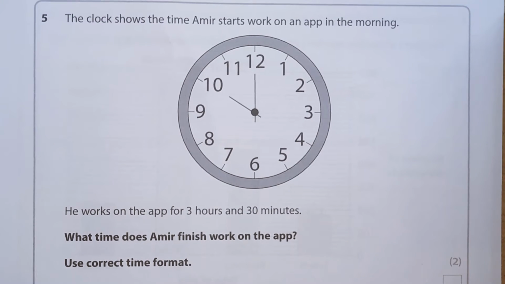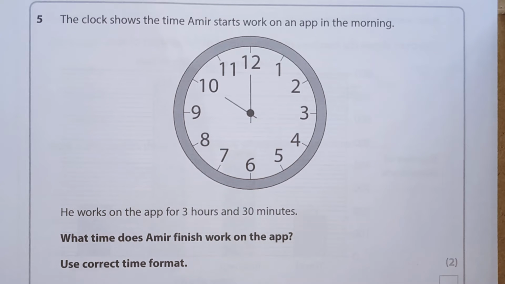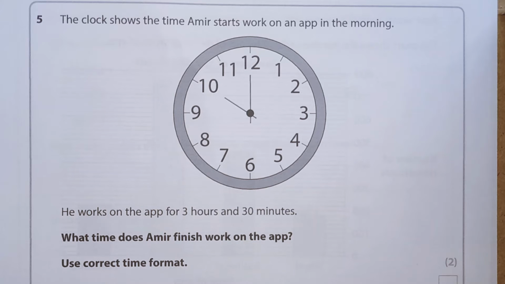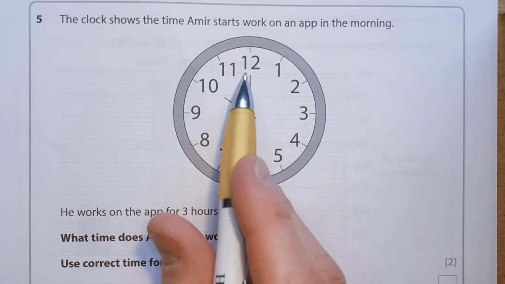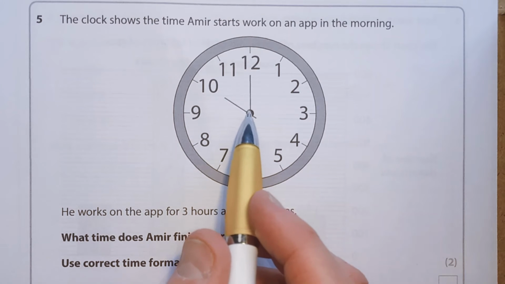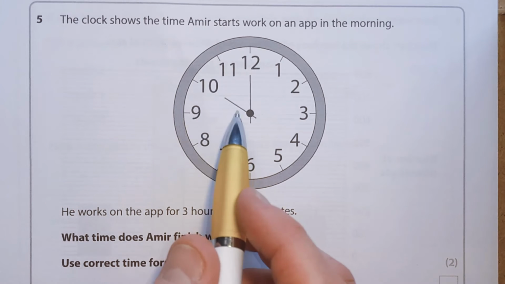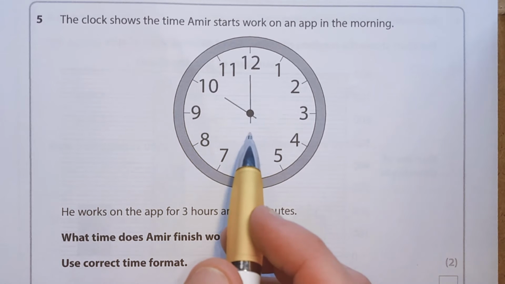Question 5, and we've got another clock. The clock shows the time Amir starts work on an app in the morning. He works on the app for 3 hours and 30 minutes. What time does Amir finish work on the app? Use correct time format. Right, well, let's see what time it is at the moment. Well, look, sometimes we call it the big hand. The big hand's on the 12. The little hand or the hour hand is on the 10. So we've got 10 o'clock.